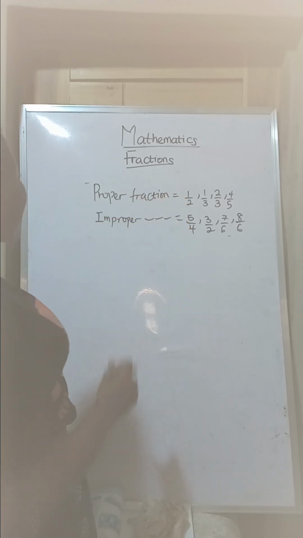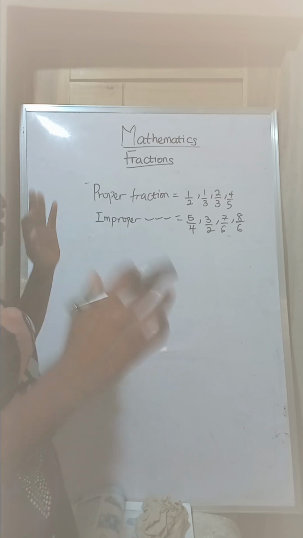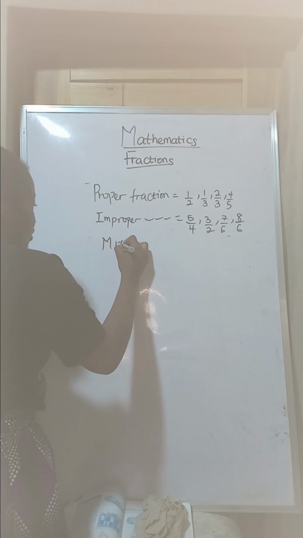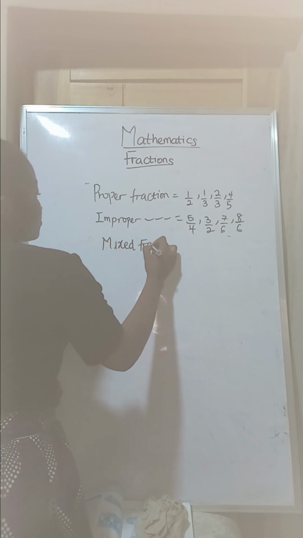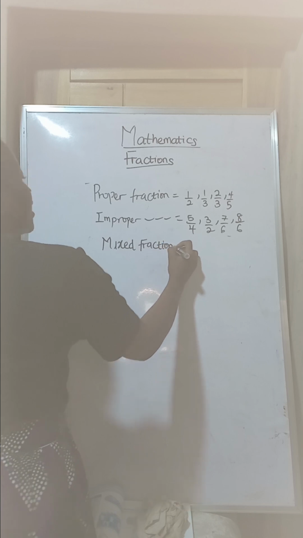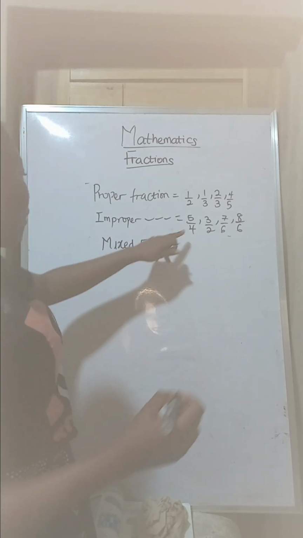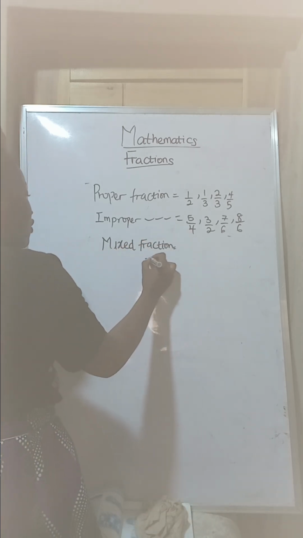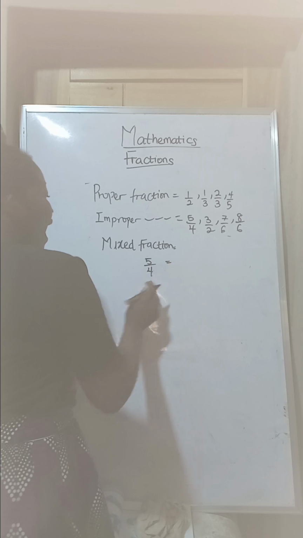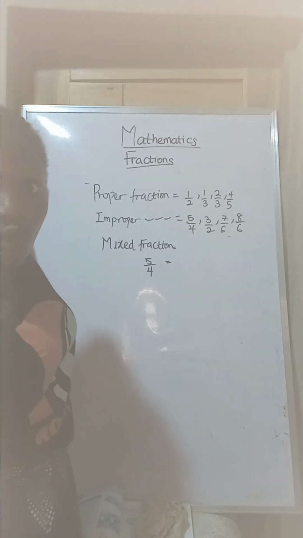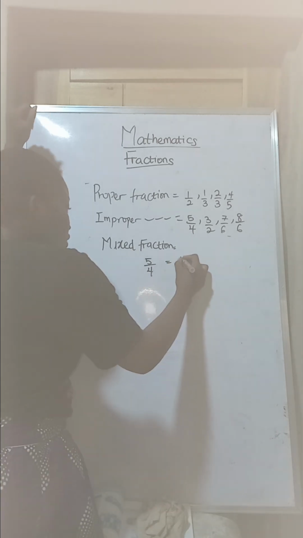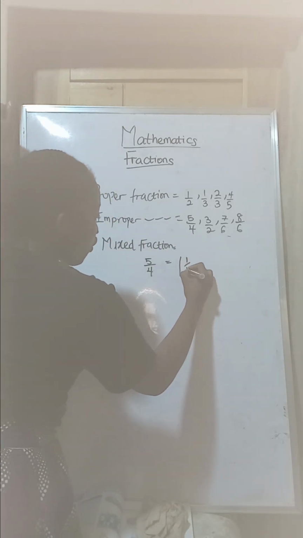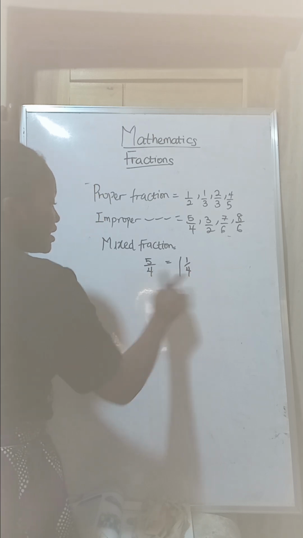Now, improper fractions will lead to what? Mixed fraction. Now, how do we come about mixed fraction? For example, now change 5/4 to a mixed fraction. How many 4 can we see in a 5? Only one, because 4 times 1 is 4, right? Remainder what? Remainder 1. So 1 and 1/4. Your denominator is still in place.